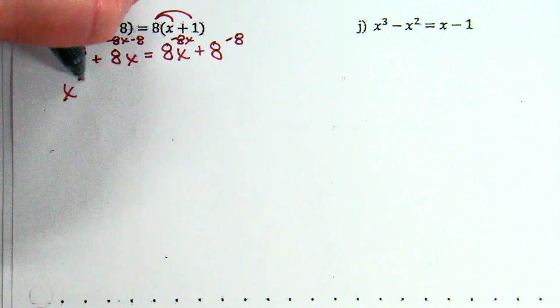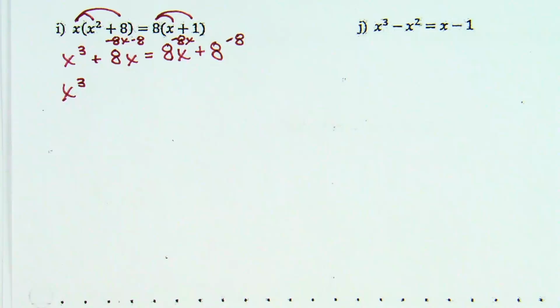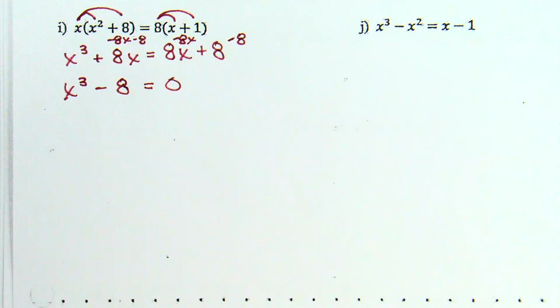Okay, so I still have x cubed. 8x minus 8x, 0. And then we still have a minus 8. Okay, guys, here's the deal on this one. Do not go with the idea of, oh, if I move that 8 over, it's x cubed equals 8. The cube root of 8 is 2. I've got an answer. My answer is 2.